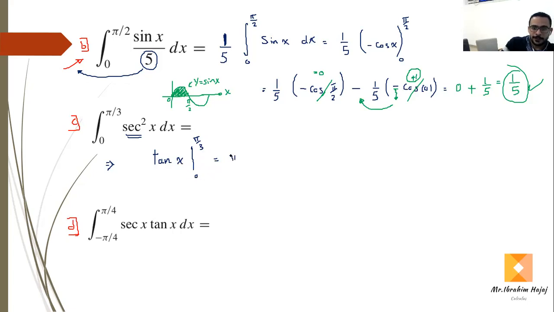So it stays tan x from 0 to pi over 3. Substitute the upper limit first: tan pi over 3, minus tan 0. Tan pi over 3 is radical 3, tan 60. And tan 0 is 0. On the unit circle, the point is (1, 0), and tan is sine over cosine, so 0 over 1, which is 0. So radical 3 is the area.